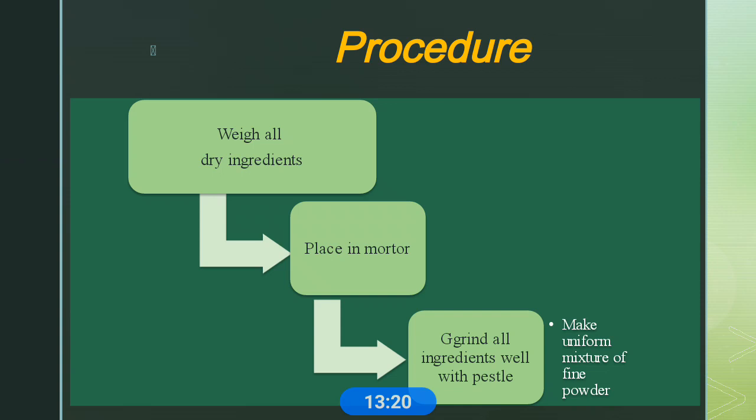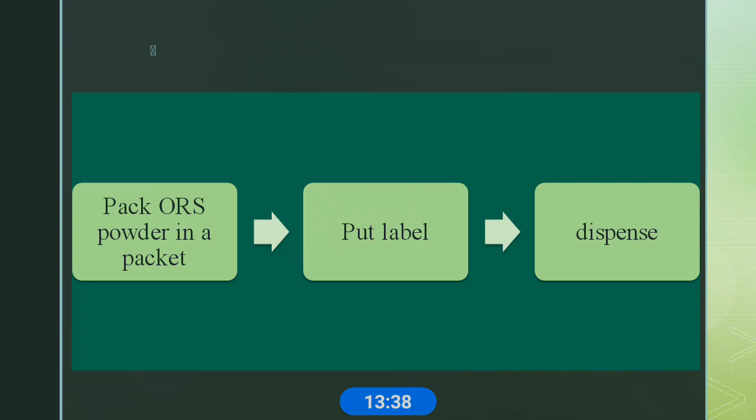Okay, then how to prepare this one? First we weigh out all these dry ingredients and place them in the mortar. Then grind all these ingredients well with the pestle, and make a uniform mixture of fine powder. Then pack the ORS powder in a packet, put a label and dispense.